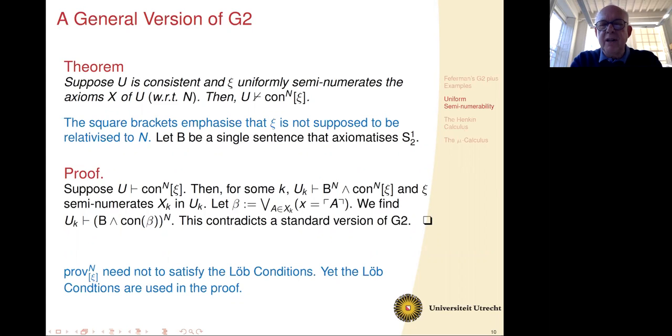So I put Xi between square brackets simply as a reminder that the relativization to N is for the proof, the formalization of provability, but it's not for Xi. Xi is not a formula that lives inside N, but could be a completely general U formula that satisfies the properties. And so, let B be the single sentence that axiomatizes N.